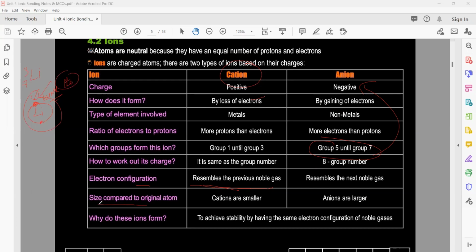The size compared to the original atom: cations are smaller than the original, anions are larger than the original. Why do these ions form? Because cations and anions both are formed because the atom wants to complete its last shell, to achieve stability by having the same electronic configuration as noble gases. Due to this reason, the ions form. Any confusion in this table, please confirm.